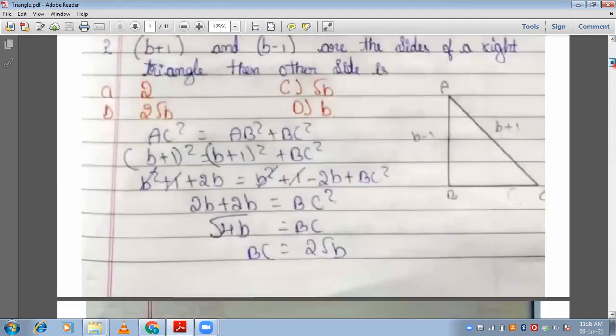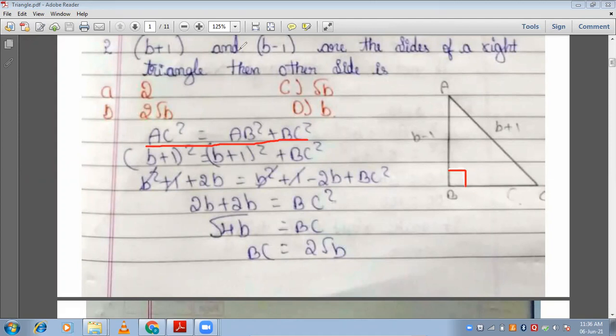Second sum: b plus 1 and b minus 1 are the sides of a right triangle. Then the other side is dash. Right triangle means one angle must be equal to 90 degrees, so use the Pythagoras theorem. Square of the hypotenuse, AC square, is equal to AB square plus BC square.